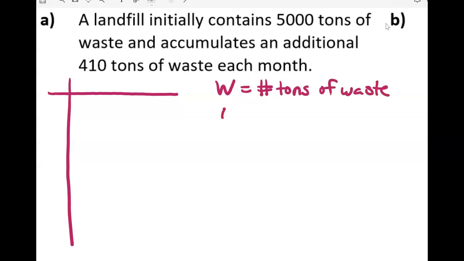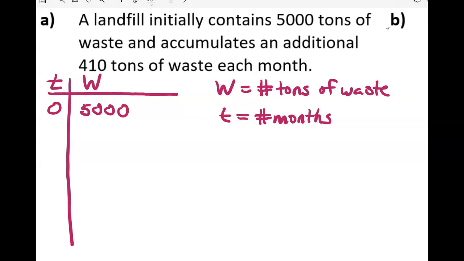And then we're measuring this over time. So T is going to be our input variable, and T will be the time in months since that initial time. So T, the input variable, goes in that first column, and W, the thing that we're measuring, goes in the second column since it's our output variable. Think of time as a stopwatch that starts at 0. So our initial time will always be 0. And at T equals 0, there are initially 5,000 tons of waste.